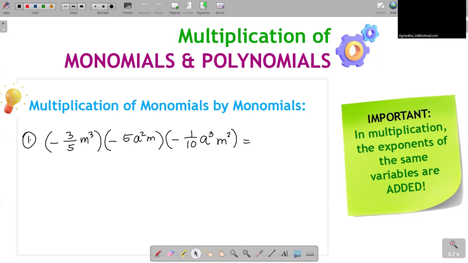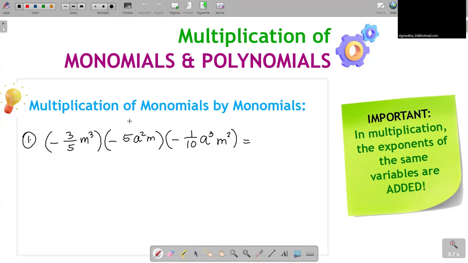So in the example number 1, we have 3 monomials. We have a fraction here with an m to the cube. We have a whole number, this minus 5, a to the square m times this other fraction minus 1 over 10, a to the cube m to the square. So first of all, when we have monomials, it's important to multiply everything in order.